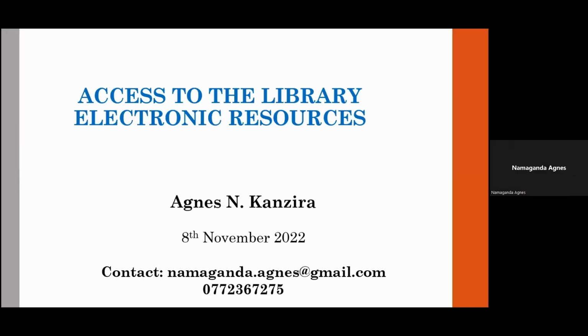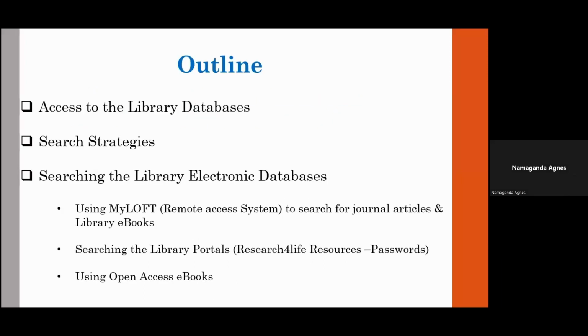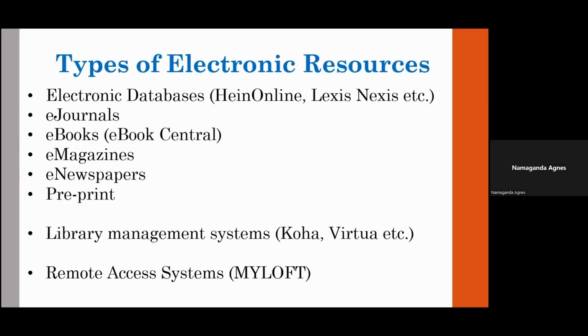Okay, this evening I'm going to be talking about access to the library electronic resources. And in my presentation, I'll talk about access to the library databases, the search strategies, searching the library electronic databases. We have MyLoft, which is remote access, that is off-campus access to university students and all other library users, and the different library portals, and how to access open access ebooks. In terms of electronic resources, we have e-journals, ebooks, e-magazines, newsletters, and preprints. Then, of course, the remote.